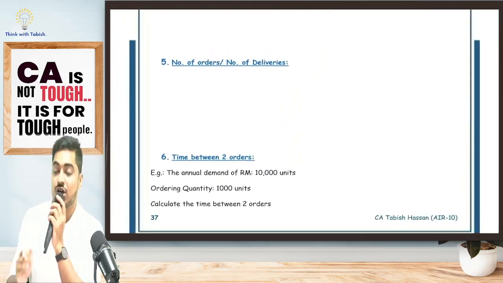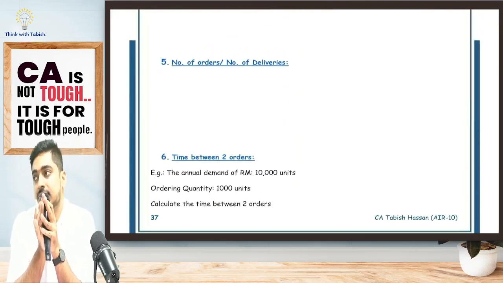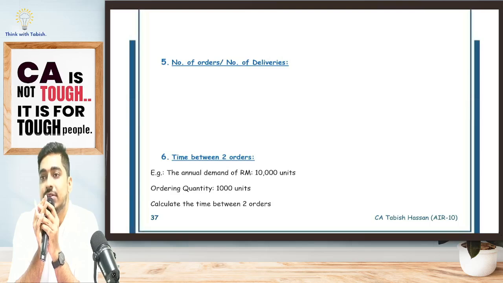Number of orders or number of deliveries. Tell me whether the number of orders and the number of deliveries are the same or different? It is different, sir. Order has 5 letters, starting from O. Delivery has 7 letters, starting from D. Yes. Tell me, what is the similarity? What is the difference?